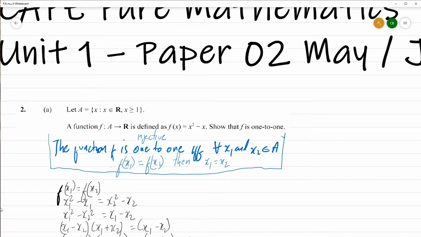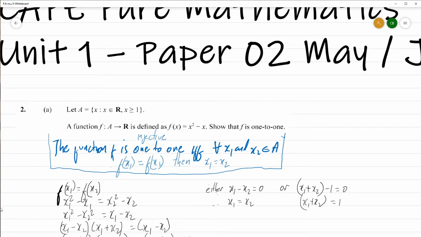So if this multiplied by this is equal to 0, what that leads you to say is that either x1 minus x2 is 0, therefore x1 is equal to x2, or x1 plus x2 minus 1 is 0. So therefore x1 plus x2 is equal to 1.